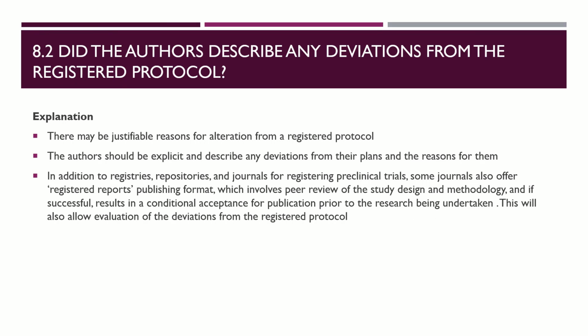Next, signaling question 8.2 is, did the authors describe any deviations from the registered protocol? As mentioned previously, there may be justifiable reasons for alteration from a registered protocol. Authors should be explicit and describe any deviations from their plans and the reasons for them. In addition to registries, repositories, and journals for registering preclinical trials, some journals also offer registered reports publishing format, which involves peer review of the study design and methodology, and if successful, results in a conditional acceptance for publication prior to the research being undertaken. This will also allow evaluation of the deviations from the registered protocol.